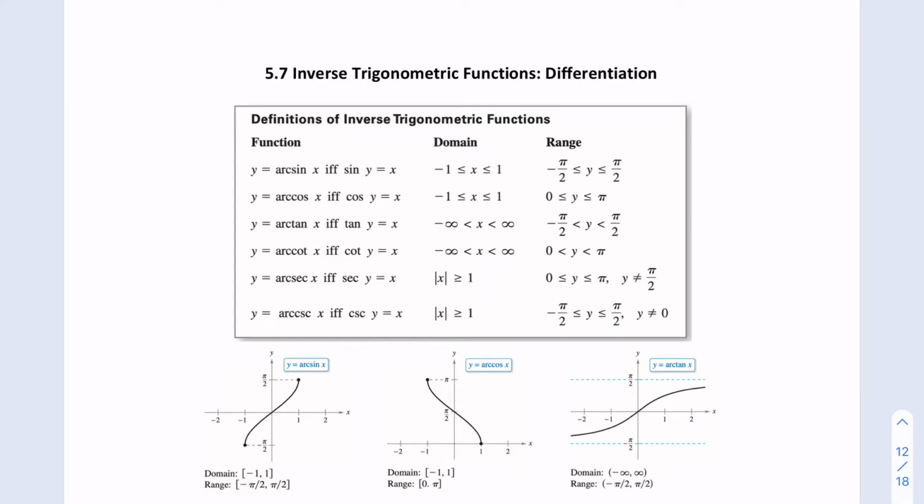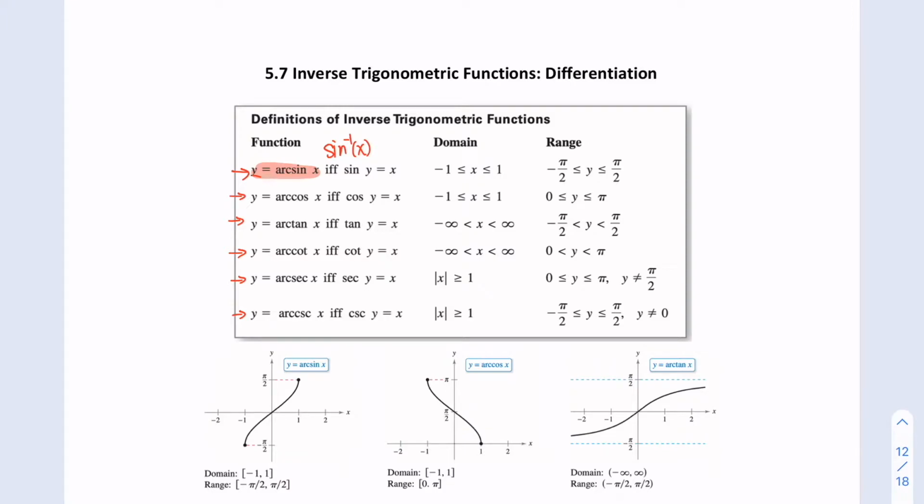In this lesson, we are going to learn the derivative of inverse trig functions. There are 6 inverse trig functions: sine inverse, cosine inverse, tangent inverse, cotangent inverse, secant inverse, and cosecant inverse. And this is a notation for the inverse function. Of course, you can also write it as sine inverse of x.